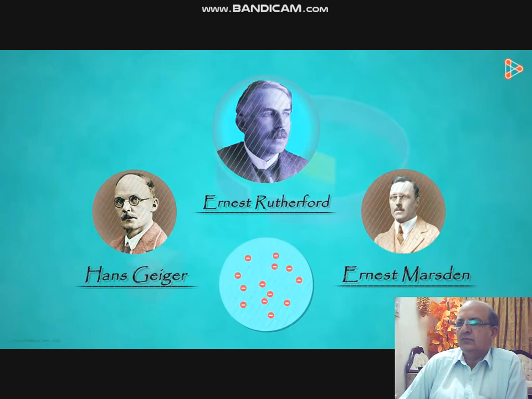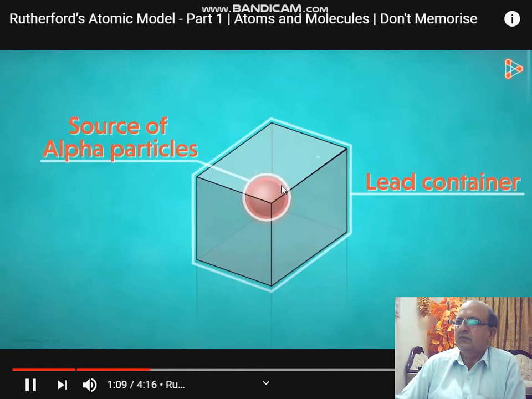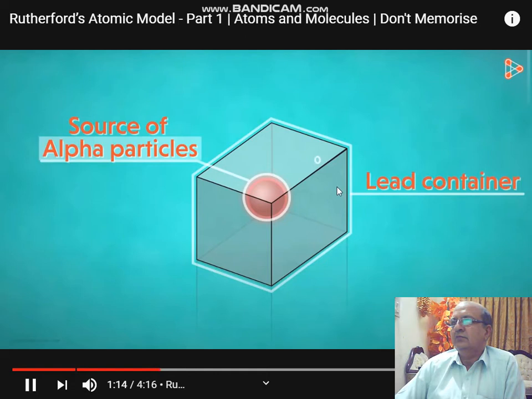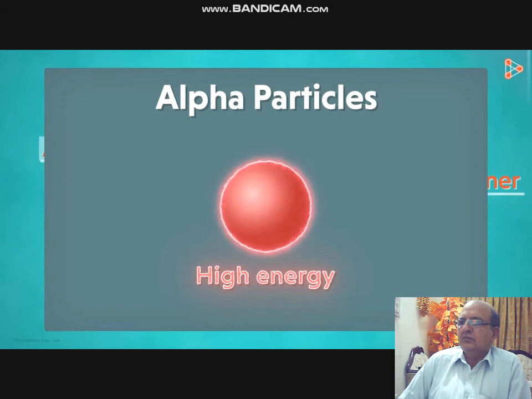This is how the setup of his experiment looked. As we can see here, he used a source of alpha particles locked in a lead container with a very small slit. This ensured that the alpha particles only came out through a small opening and travelled in a straight line. But why did he select alpha particles in the first place? Well, the alpha particles had high energy and were heavier as well.